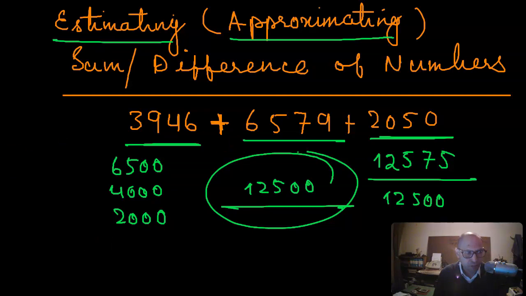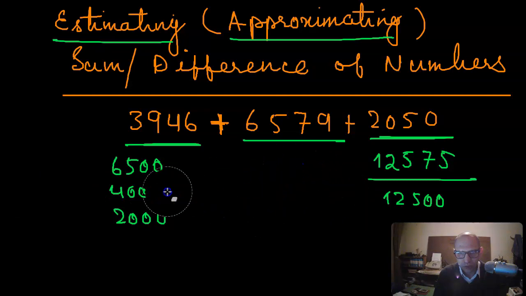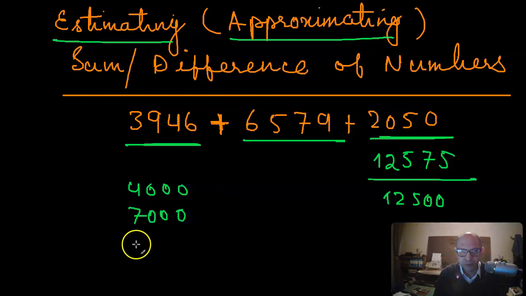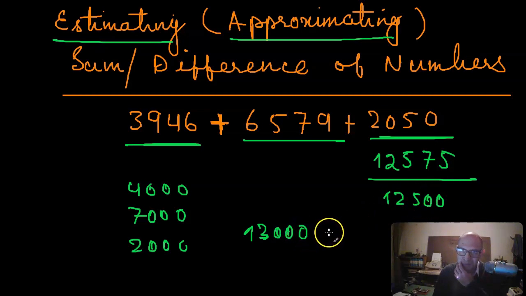Now, if I were to do this even more quickly, I would have rounded all of the numbers to the thousands place value. So this would be 4,000, this would be 7,000, for example, and this would be 2,000, so that's 11 and 13,000. So you can round it this way as well.